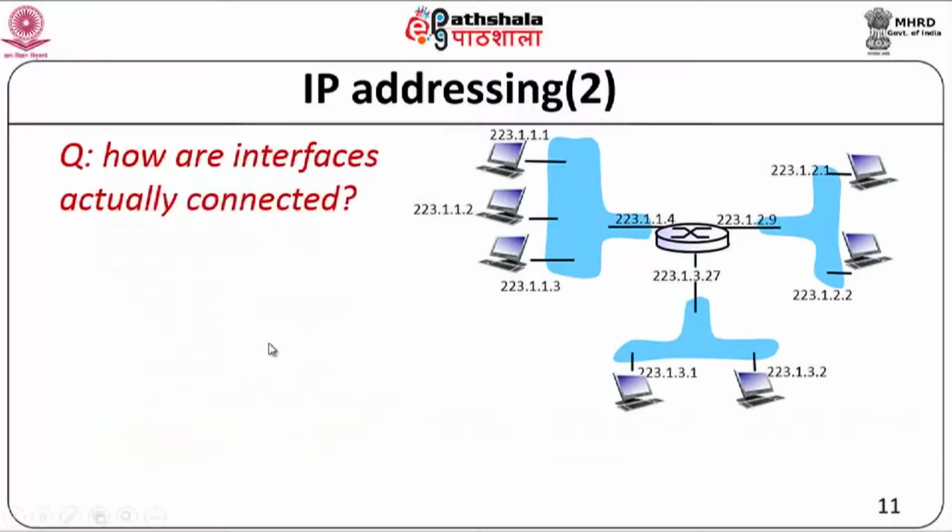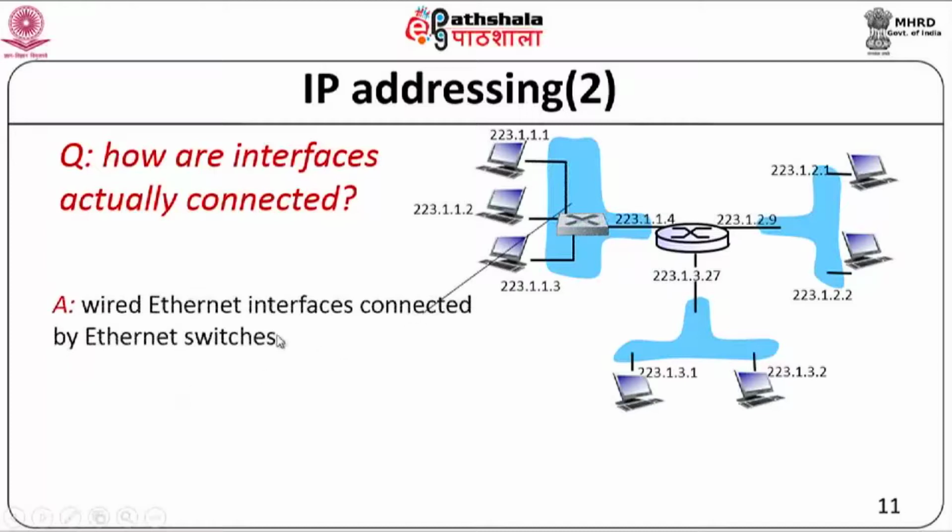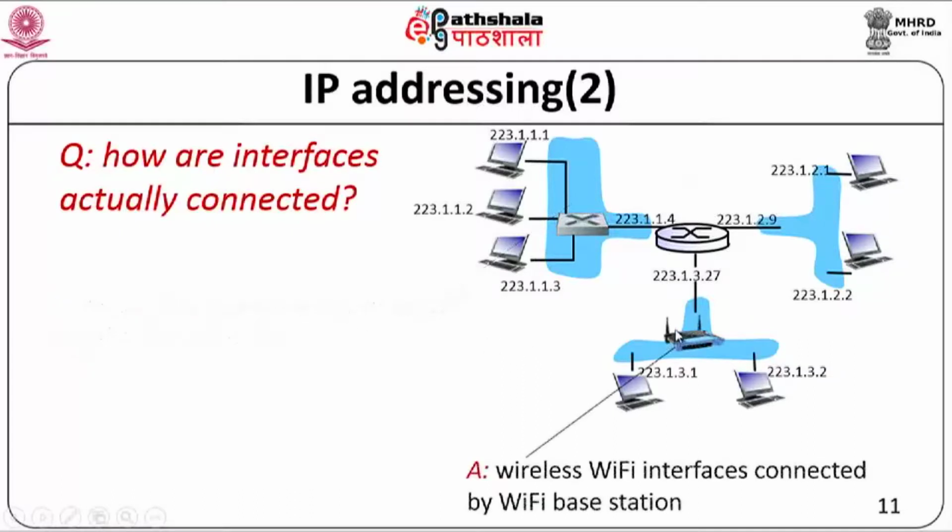So how are the interfaces actually connected? The interfaces are basically connected by means of switches, right. You could have wired Ethernet interfaces connected by means of Ethernet switches, or you could have wireless Wi-Fi interfaces connected by means of Wi-Fi base stations. So both these things are possible.